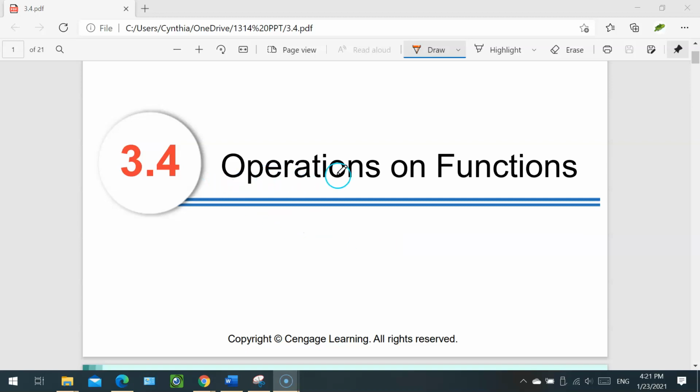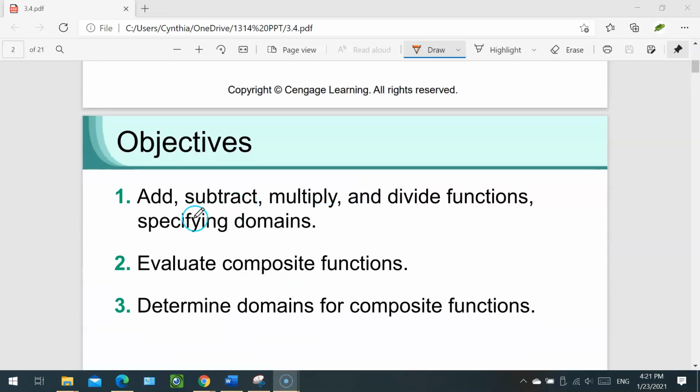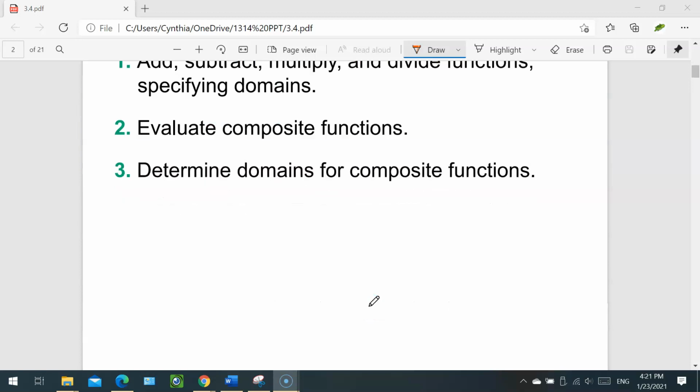3.4 Operations on Functions. We are going to learn how to add, subtract, multiply, and divide two functions, specifying the domain, how to evaluate composite functions, and determine the domain for composite functions.